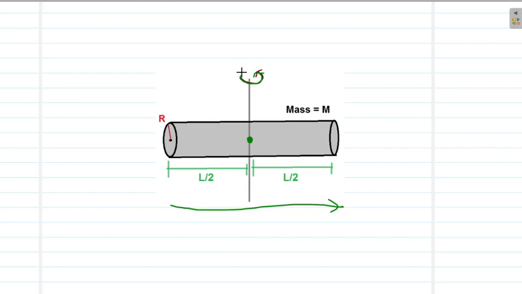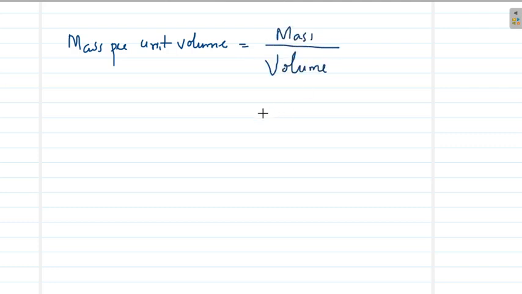Now to calculate that, as we have already done in other circumstances, we will have to calculate one parameter called the mass per unit volume of the cylinder. So let us define the mass per unit volume, which is mass by volume, to be equal to M divided by pi r square L, where pi r square L is the volume of the cylinder. We define this term as rho, the mass per unit volume of the cylinder.